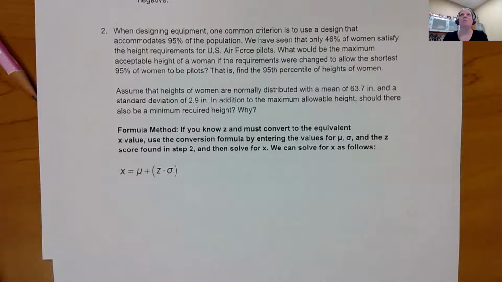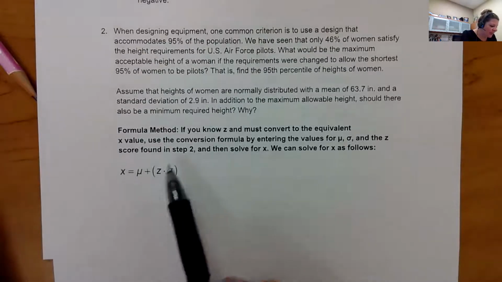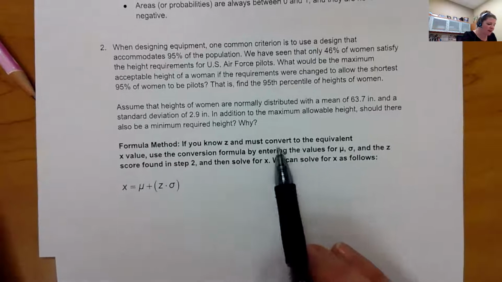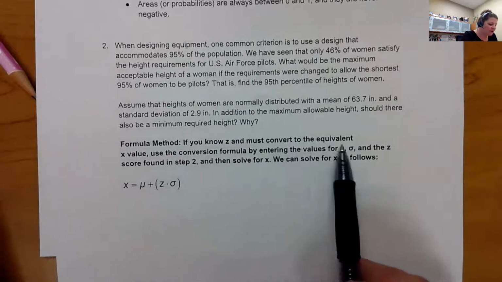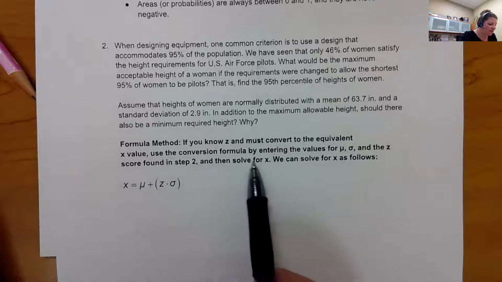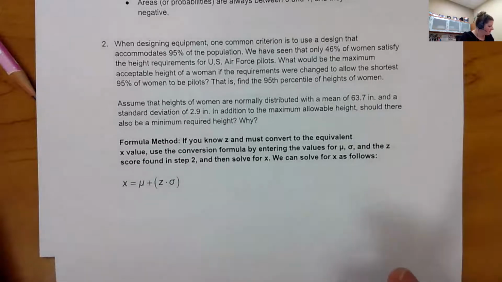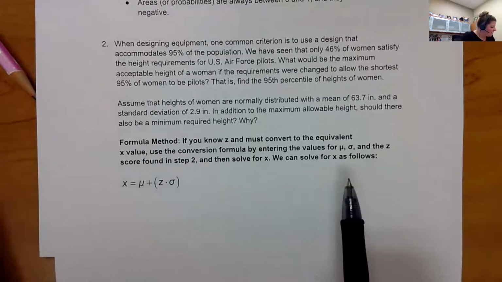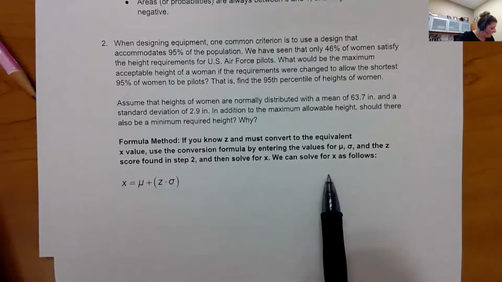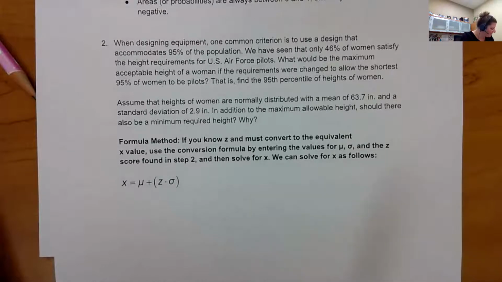So basically, we want 95% of the women to be able to be a pilot. How should we design this equipment? What is that height of that person? So we need to find the 95th percentile of height of women. The formula method: if you know z, then you must convert to the equivalent x value. Use the conversion formula by entering the values to solve. So you might have to use this to solve if you don't have x.